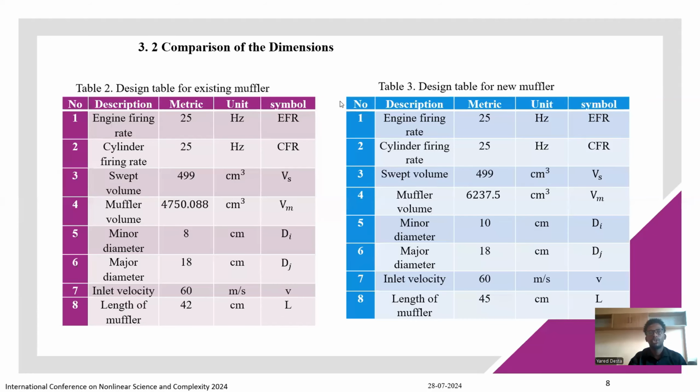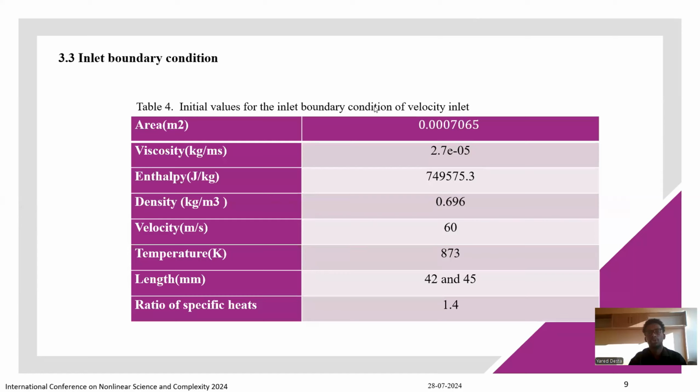This is the comparison of the dimensions of the existing muffler and the designed muffler. We have some changes here. The minor diameter, since it is a spherical shape, in the existing one is 8, and in the designed one is 10, and the major diameter is 18. The other parameters are almost the same, but we have a length difference: in the existing one it is 42, and 45 in the designed one. Other parameters are constant. This is the initial boundary condition for the ANSYS simulation analysis. We have the area, the viscous enthalpy, density, viscosity, temperature value, and the initial velocity that is selected, which is 60 meters per second.